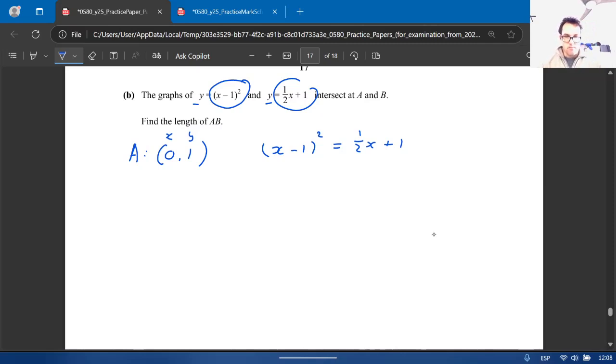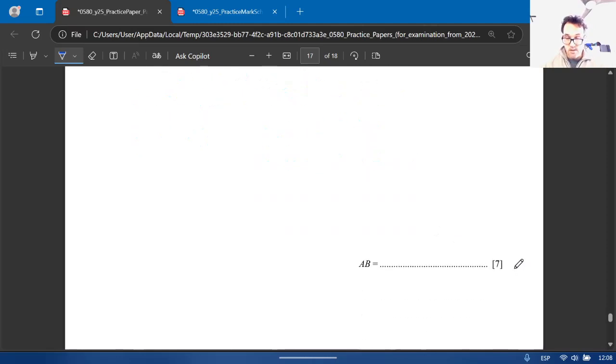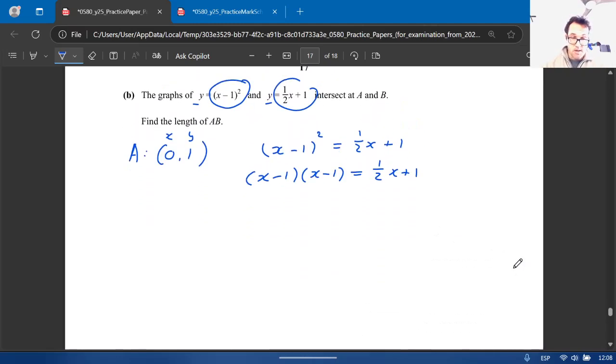So what can we do here to solve this? Square rooting the right is not going to help me at all. So what we can do is expand these brackets. See, this is 7 marks, so you know there's a lot going to happen here. Expand the brackets. x times x is x squared. x times minus 1 is minus 1x. Minus 1 times x is minus 1x. And minus 1 times minus 1 is plus 1. Be careful with the signs. Let's simplify that. So that's minus 2x plus 1, because minus 1 and minus 1 is minus 2.